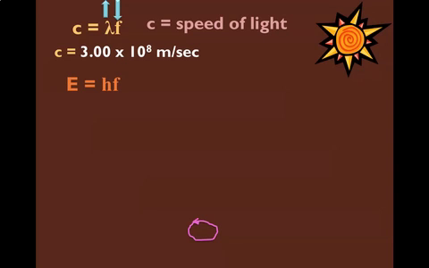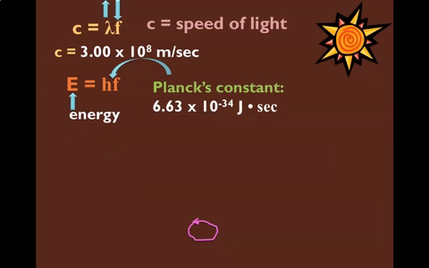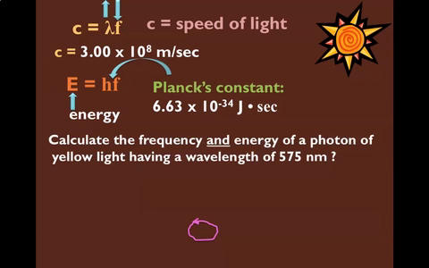Our other equation we'll be dealing with is energy equals h, which is Planck's constant, times frequency. So as the frequency increases, the energy will also increase. And Planck's constant is always the same number. It's 6.63 times 10 to the negative 34th joules times seconds.